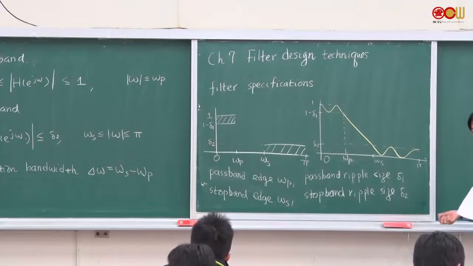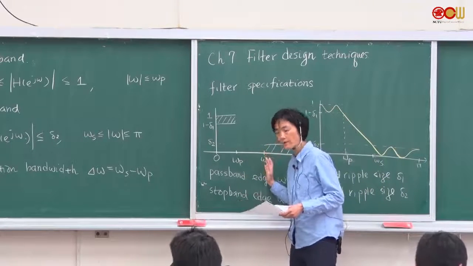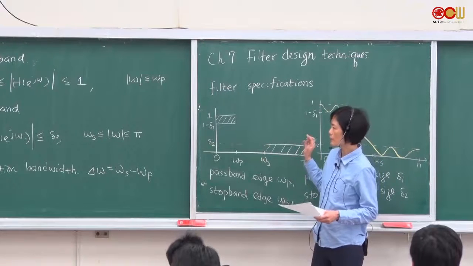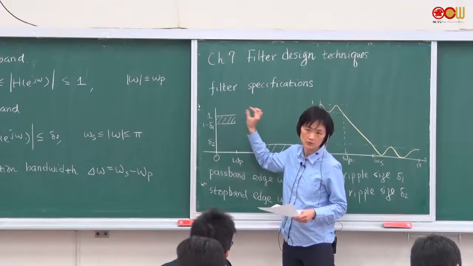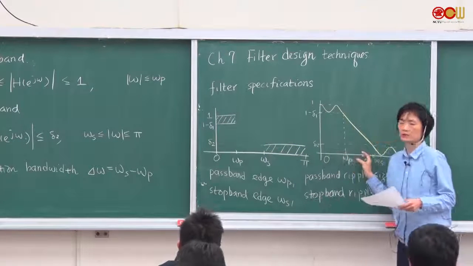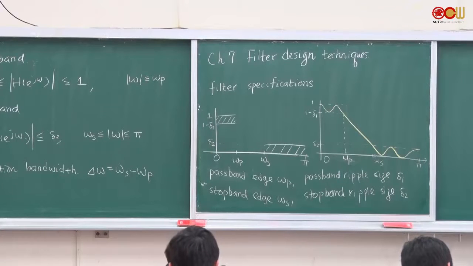If we have a low-pass filter that we want to design, then we specify the passband, we specify the stopband, and we specify the passband ripple size delta 1 and the stopband ripple size delta 2. These 4 parameters together are what we call the specification for this filter. If you tell me the specification, then I know the kind of filter that you want to design, and then we can start designing it.